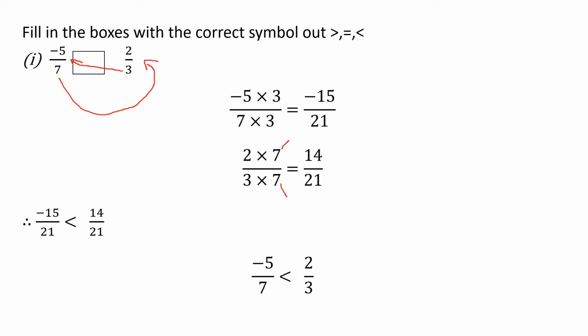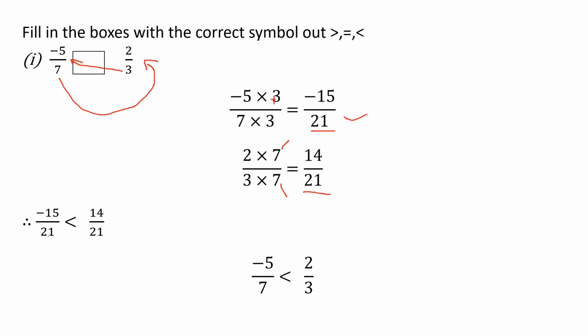Minus 5 into 3, 5 3s are 15. Minus into plus, minus here, plus 3, right? No symbol means plus, positive number. So minus into plus, minus 15. 7 3s are 21. Check whether you are getting this minus 15 by 21. Now 2 sevens are 14. 3 sevens are 21. So here you got the denominator same. So take out and write minus 15 by 21 and 14 by 21.